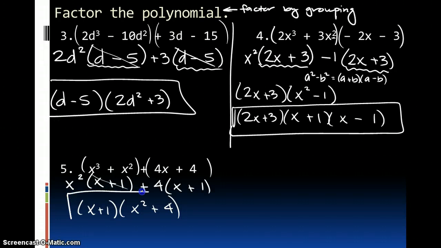The reason why we can't do anything more is because for the special product to work, it has to be a squared minus b squared. It has to be a subtraction sign there, and I don't have one. So because this is plus, I'm done for that one.